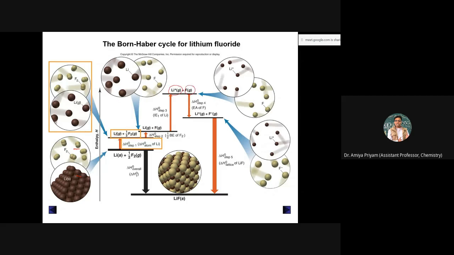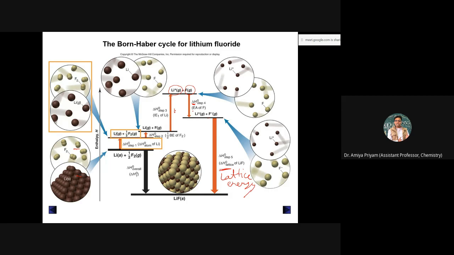Then you draw the arrows for the ionization energy and electron affinity part, which is here, electron gain enthalpy. In fact, we call it electron gain enthalpy, delta H naught. And finally, this is the lattice energy. Simply the lattice energy. So this is how you will construct it.